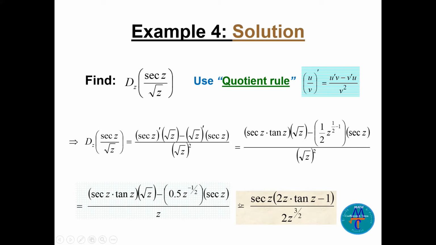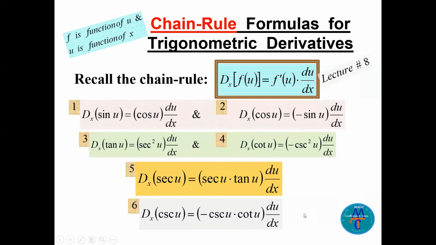You can do 2 steps here until you can reach this answer. Let me tell you how. 0.5 is 1 over 2, times 1 over z to the power half. Find the LCD in the numerator and divide the two fractions. You can do it yourself, then you will reach here. See, there is a secant of z, secant of z, that's a common factor. Inside you will have 2z, because you have square root of z here and square root of z in the denominator. It will be secant of z times 2z times tan of z minus 1, all divided by 2 z to the power 3 over 2.